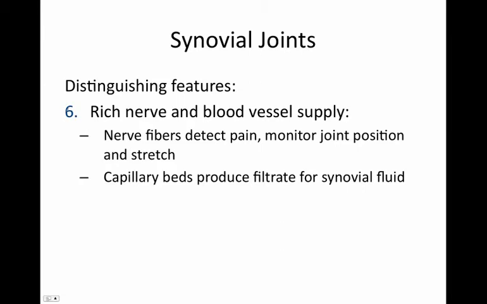Some distinguishing features of synovial joints. These joints have a rich nerve and blood vessel supply, and we need that because these joints move so much that we need to be able to detect pain, monitor joint position and stretch. And then within this, we have capillary beds that are going to produce the filtrate for synovial fluid.